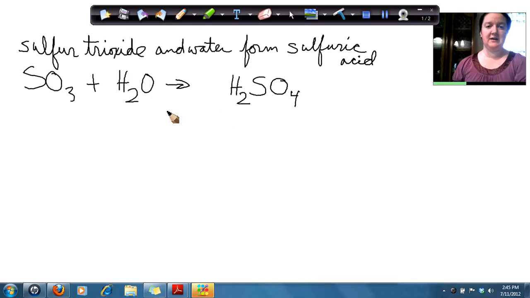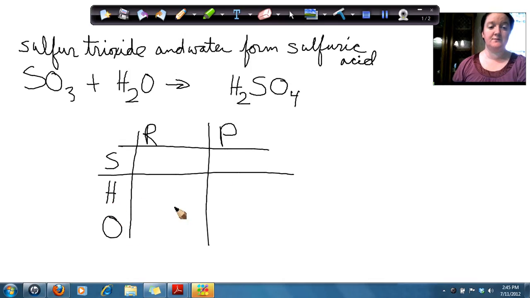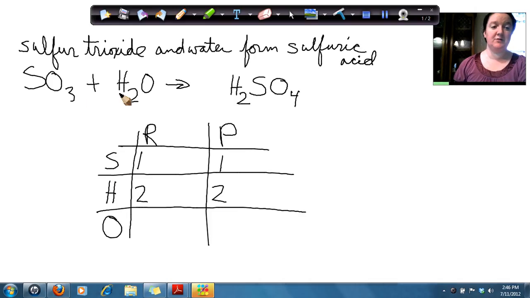So now let's look at whether it's balanced with the reactants and products. First we have sulfur, then we have our hydrogen, then we have our oxygen. If we look at sulfur, we have 1 on each side. If we look at our hydrogen, on this side we have 2, and on this side we have 2. If we look at our oxygen, on this side we have 3 and then 4. And if we look at this side, we also have 4.